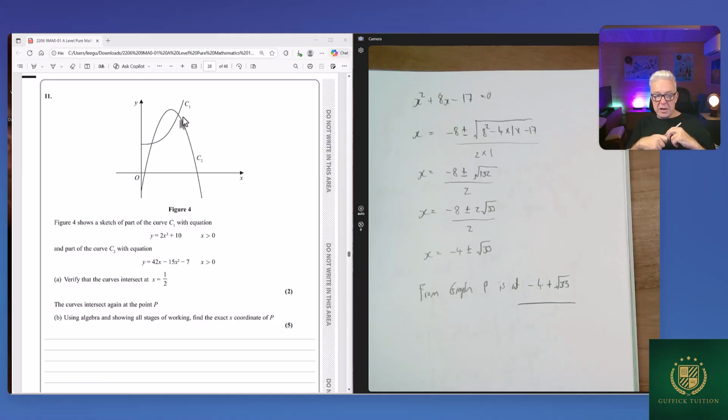You work all that out and you find you get minus 4 plus or minus √33. Now we can see from the graph that the solution is positive. Minus 4 minus √33 would be a solution that we can't see on the graph. It would actually be over here somewhere at about minus 1. So therefore it has to be the plus √33. So the solution is minus 4 plus √33 for the x coordinate of P. And that's the end of that question.